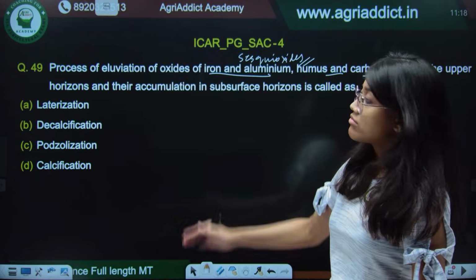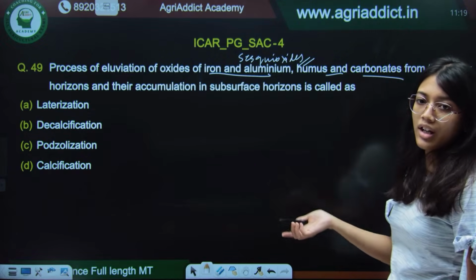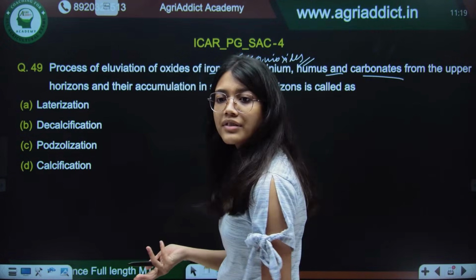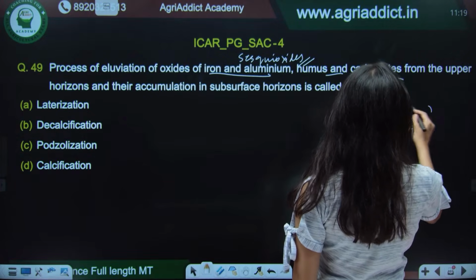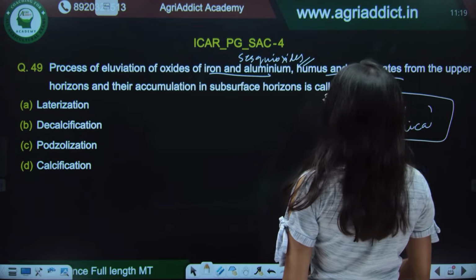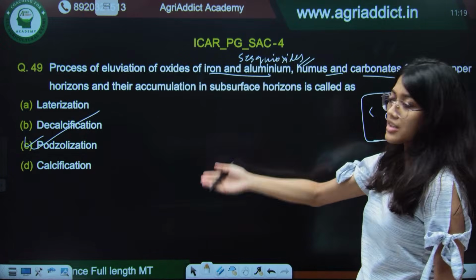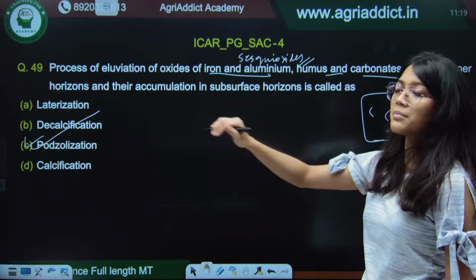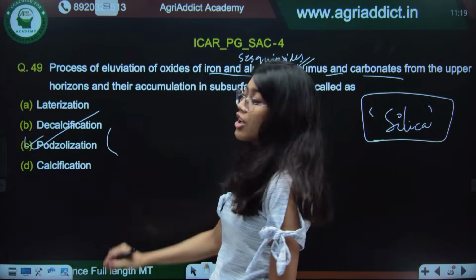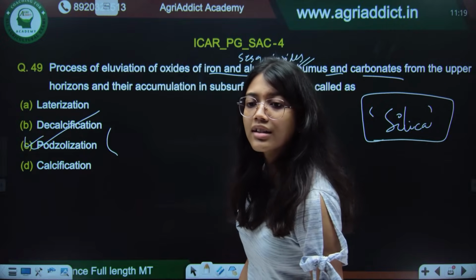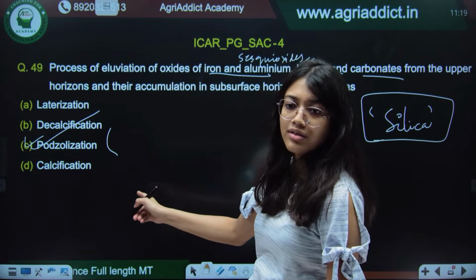So whenever sesquioxides are leached down along with several basic cations as well as humus, what is left? Silica is left. So answers had already started coming. Whenever silica is left, it will be podzolization. If it were reversed, if silica had leached down and sesquioxides remained, then it would have been laterization. So what is the other name of podzolization? Comment in the chat box. Podzolization is also called what?